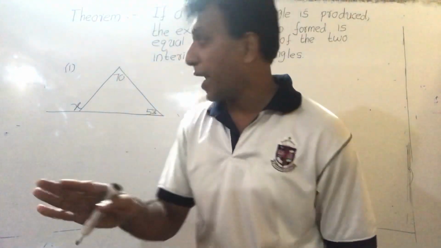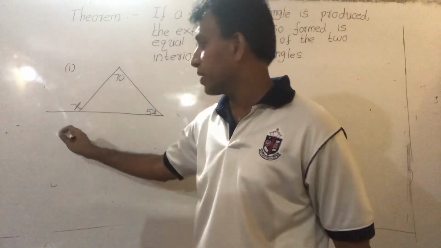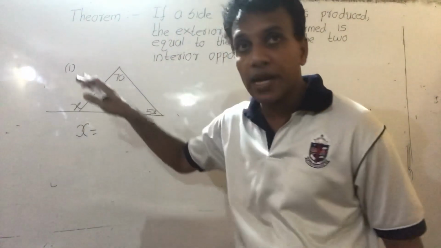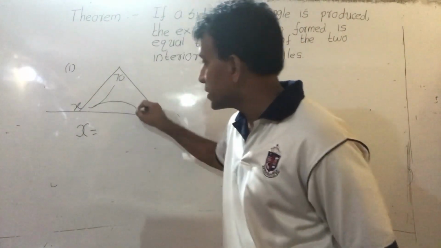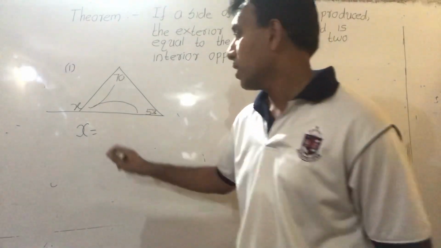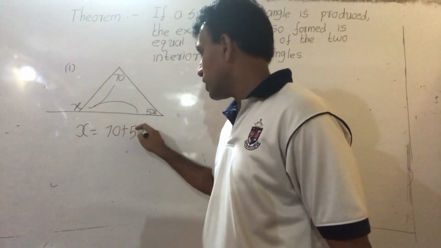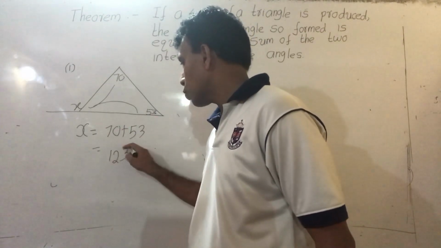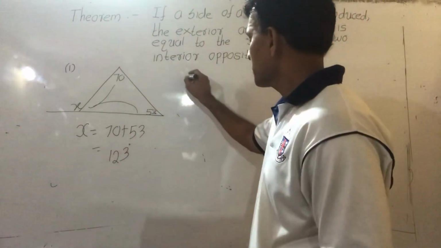Therefore this triangle's side is produced. Exterior angle x equals what? Exterior angle equals what? The sum of the interior opposite angles, these two added, right? Therefore 70 plus 53, so what is the answer? 123 degrees, okay? That's the answer.